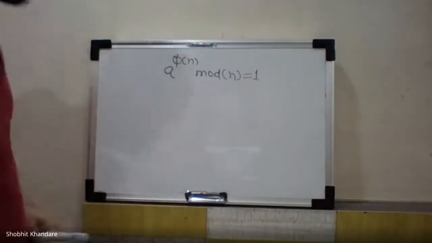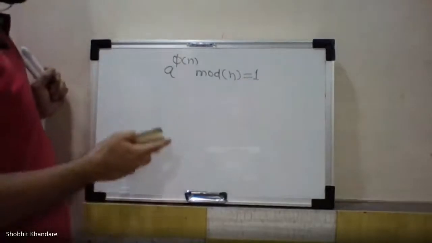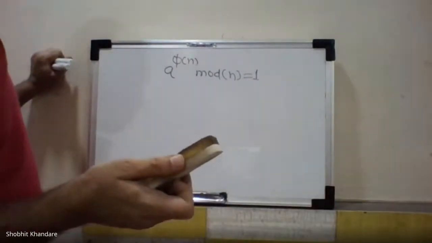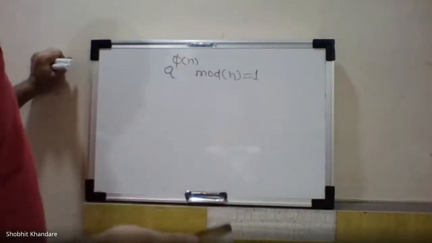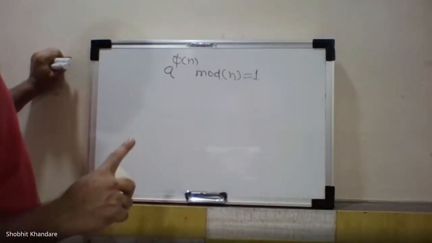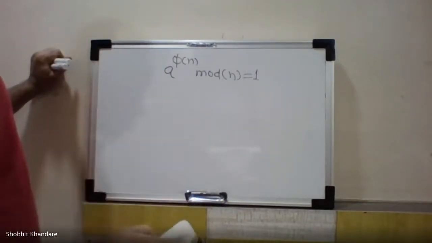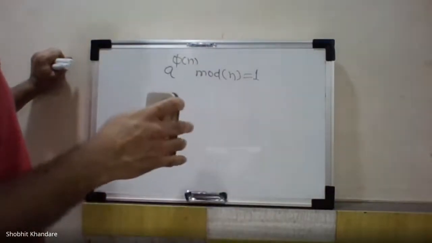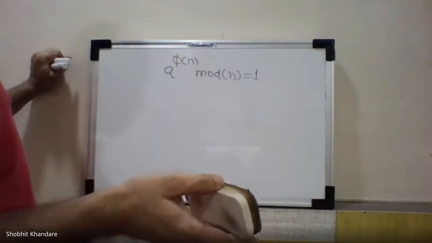This is Euler's theorem. If the question is asked, in the RSA algorithm we are actually using the second case of Euler's theorem. And also Fermat's theorem is used in RSA. Fermat's theorem is used to get the modulo of a number.